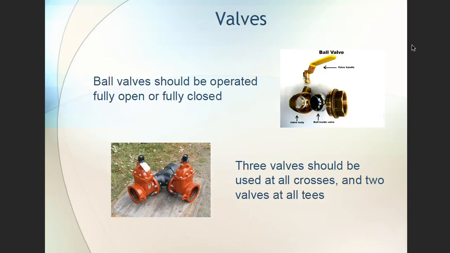A ball valve should be operated either fully opened or fully closed. Now you see the ball valve here, and you can see it's got a stainless steel ball with a hole right through it. This is a very positive valve, and it sits on a nylon gasket, and it's a quarter open and a quarter closed. So if the handle is parallel with the pipe, it's open. If it goes across the pipe, it's shut. Three valves should be used at all crosses and two valves at all tees.